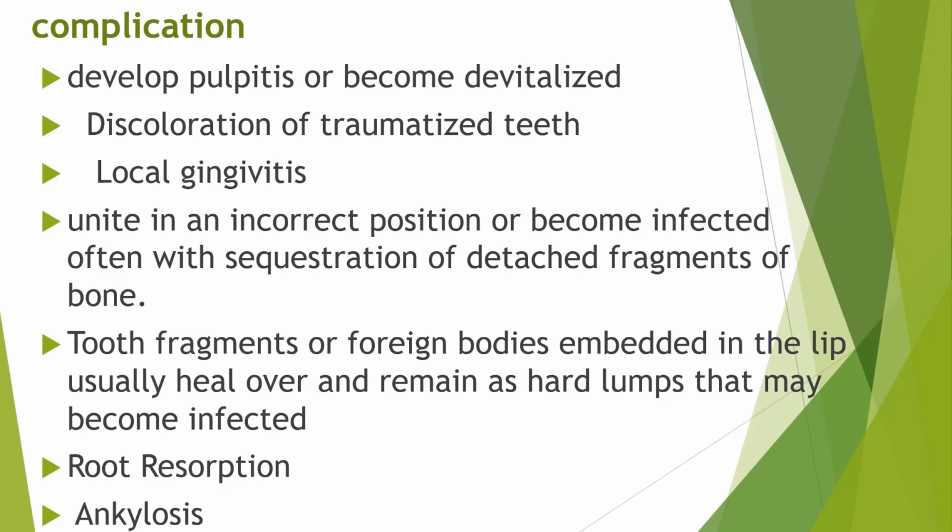Sixth, root resorption. Root resorption could be either internal resorption or external resorption. External root resorption occurs on the outer surface of the root, usually as a result of an inflammatory stimulus, while internal resorption takes place within the root canal system and is less common. And the last complication, ankylosis, is a common consequence of several dental traumas. The tooth substance at the area of the damaged periodontal ligament and cementum is progressively replaced by bone, and this will lead to ankylosis.